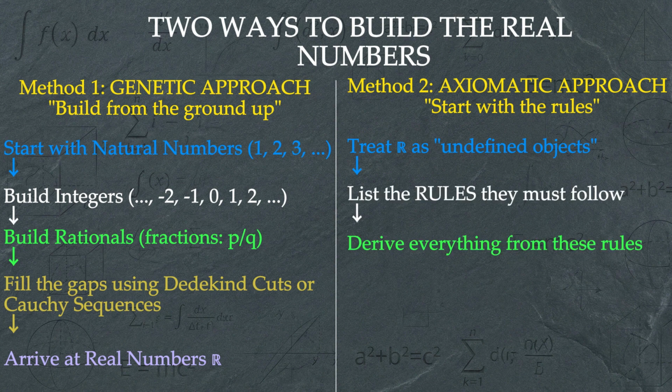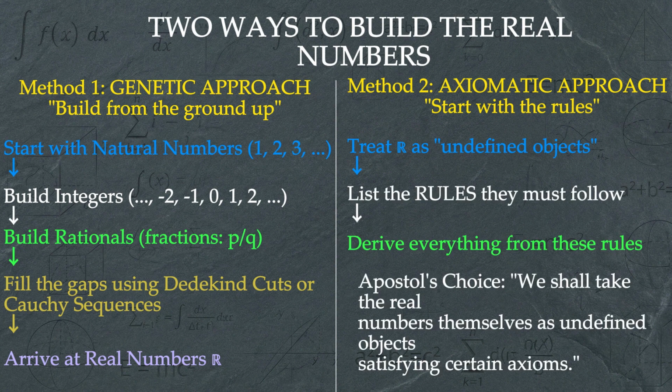What does this mean? It means we treat the real numbers as a black box. We don't care what they're made of. We don't care if they're cuts or sequences or mystical entities. We only care about how they behave. And their behavior is governed by exactly three groups of axioms.